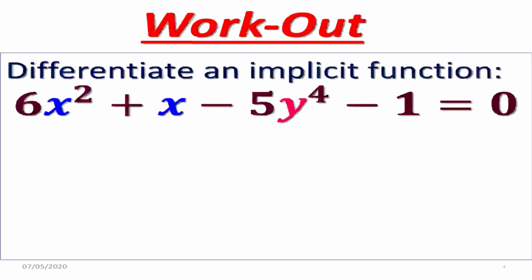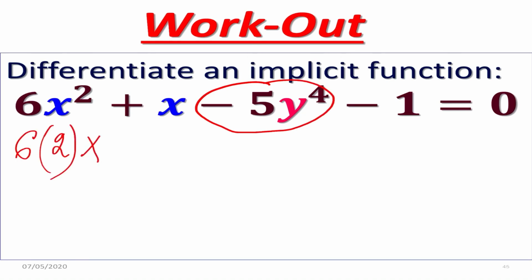Okay, suppose you have to differentiate this implicit function. This is an implicit function since it contains the minus 5y to the fourth term. Now, let's begin. The derivative of 6x squared by the power rule is going to be 6 times 2, x to the first power. The derivative of x is going to be 1, and we are moving to the next term.